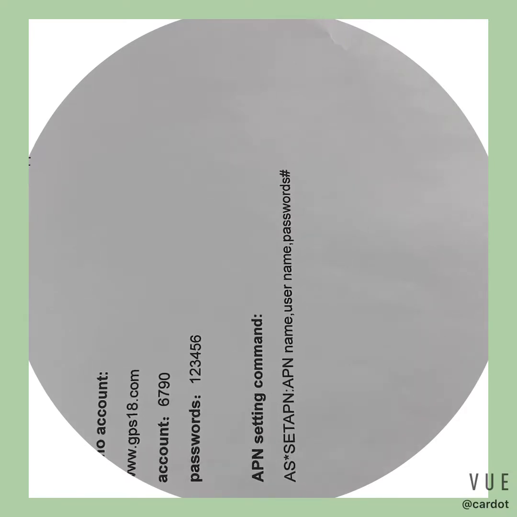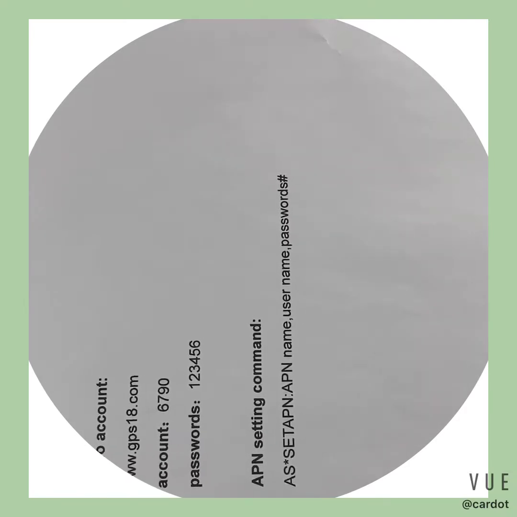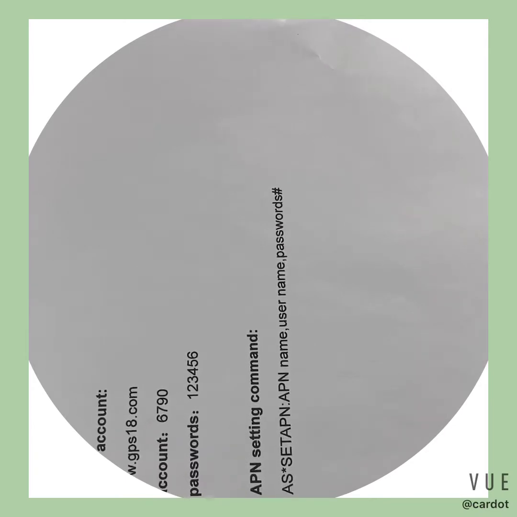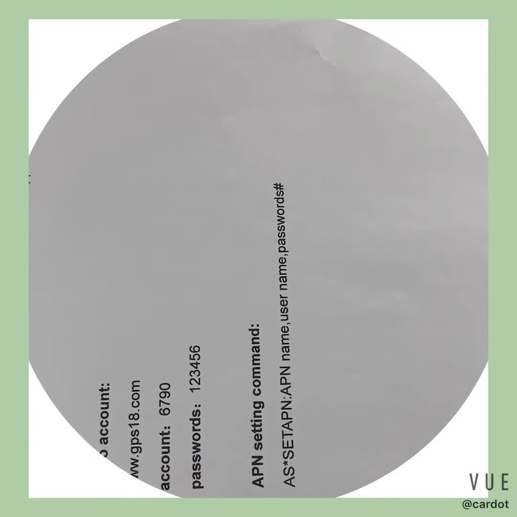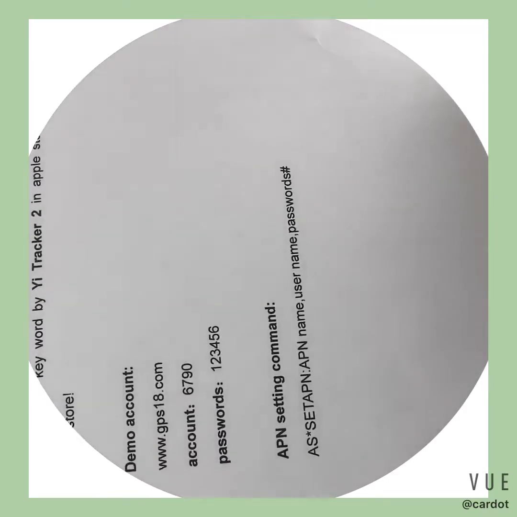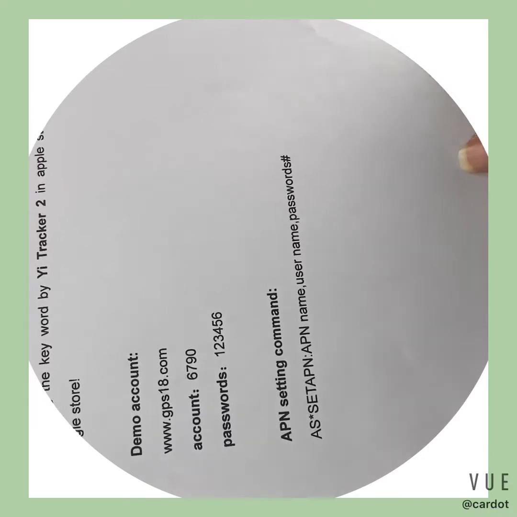APP download. Search the keyword "eTrack" in the App Store or Google Store. APN set command. If you are in your car and cannot locate your car, you need to set APN. This is the APN command. Okay. Now let me show you the GPS tracking functions.